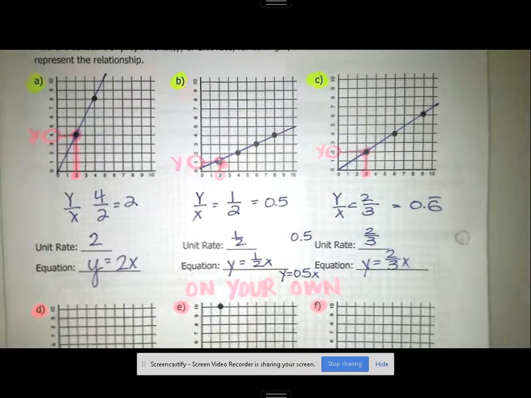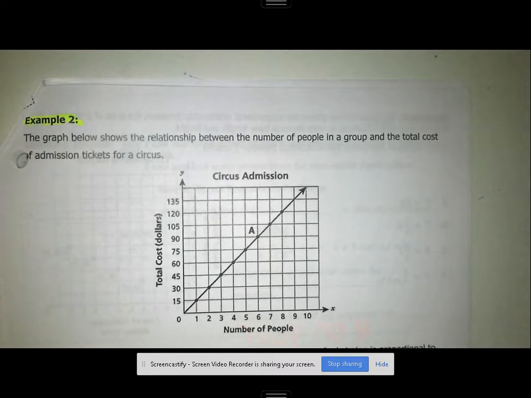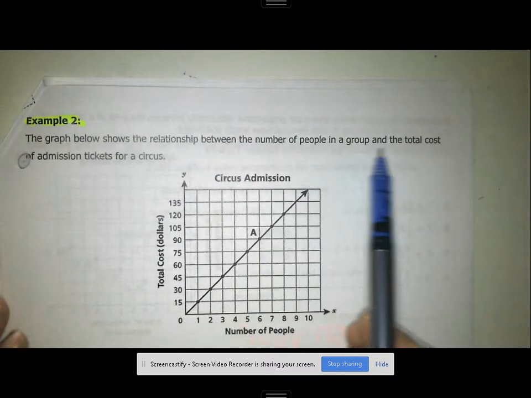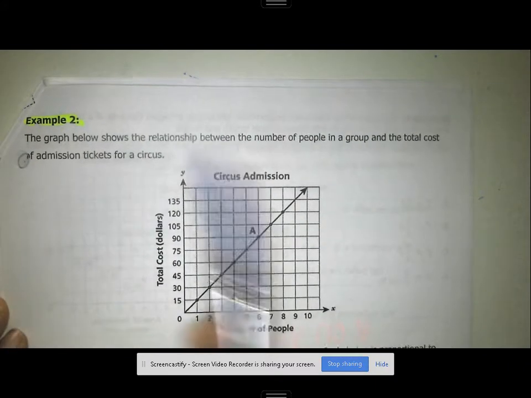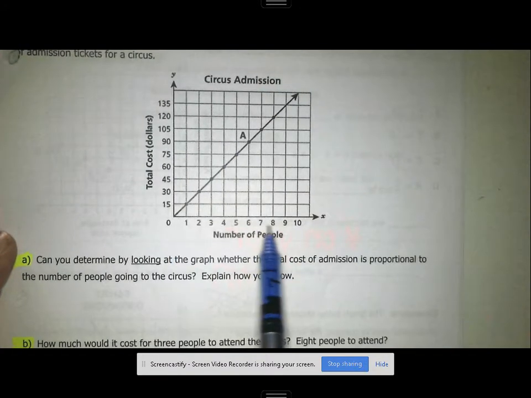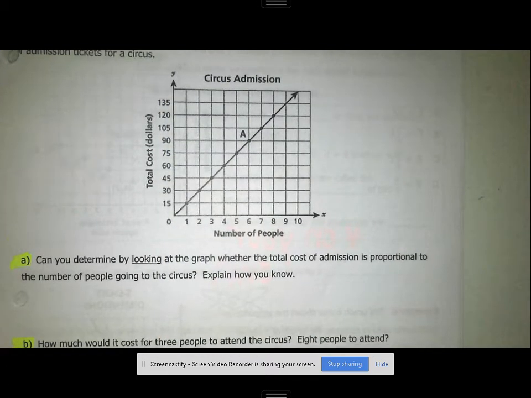But right now, I'd like you guys to flip to this page. I'm going to do this entire example with you. Feel free to pause the video until they're all on this page. All right. The graph below shows a relationship between the number of people in a group and the total cost of admission tickets for a circus. So here's the circus admission. These are the number of people going to the circus, and here's the total cost in dollars of how much the tickets cost for the people to go to the circus.